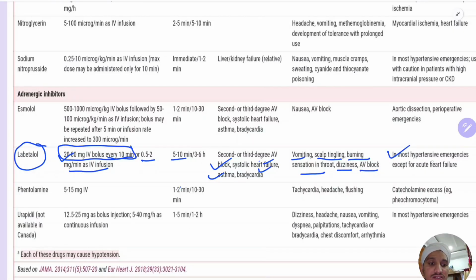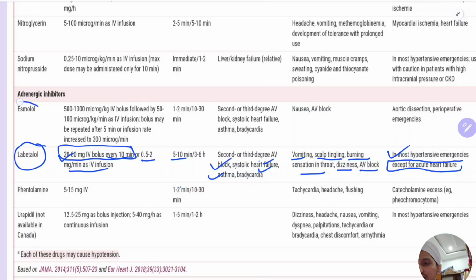In most hypertensive emergencies, you can use this except in patients with acute heart failure. Nicardipine, you cannot use in heart failure also and also in MI also. Beta blocker only in heart failure, you can't use this. Aortic dissection also a second choice, you can use. First choice is Esmolol. We will come to that.